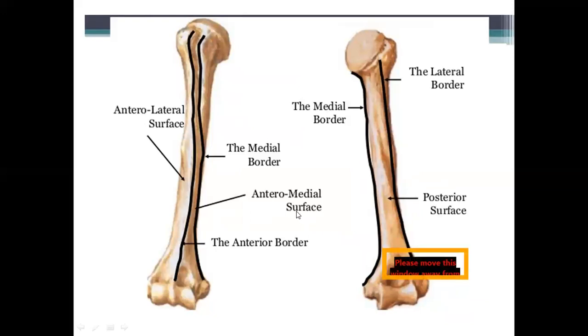When you look at this bone, this is the head, anatomical neck, greater tubercle and lesser tubercle. I told you this is the medial lip of the bicipital groove, and this is the lateral lip. The continuation of the medial lip of the bicipital groove is the medial border. Lower down, it continues as the medial supracondylar line. So this is the medial border.